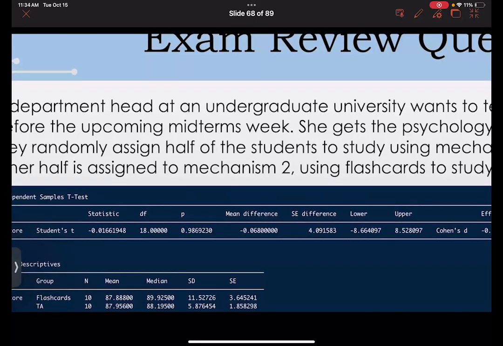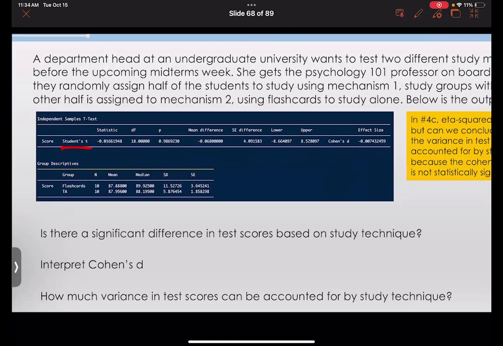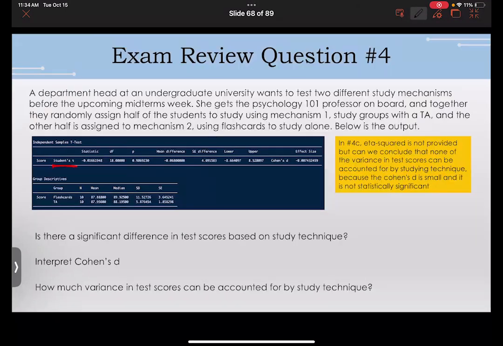So first of all, here's our T, right? Was there a statistically significant difference in test scores based on study techniques? No. What do you report? T(18) equals, negative or positive, doesn't matter, 0.02, P equals 0.987. Now, stop. Confidence interval notation clarification.